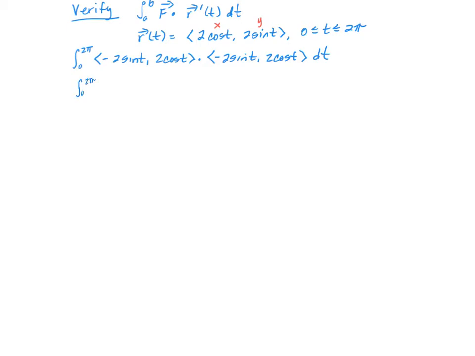When I compute this dot product, I'm going to have 4 sine squared plus 4 cosine squared, which, if I factor out the 4, would be sine squared plus cosine squared, which is just 1. This becomes the integral of 4. So that's 4t evaluated from 0 to 2 pi. And verifying with the single line integral, I get the same circulation of 8 pi.